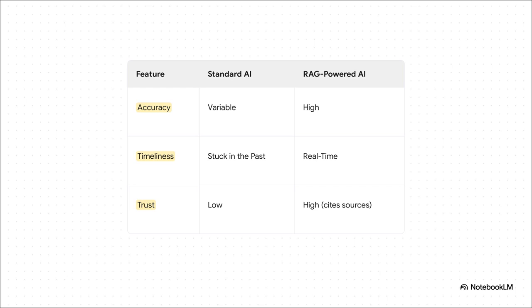I mean, just look at the comparison here. It's night and day. A standard AI, accuracy is a total toss-up. With RAG, it's way, way higher. Timeliness? A normal AI is basically stuck in a time capsule. RAG is working with real-time info. And the biggest one, trustworthiness. You go from having to second-guess and fact-check everything to actually getting sources you can check for yourself.